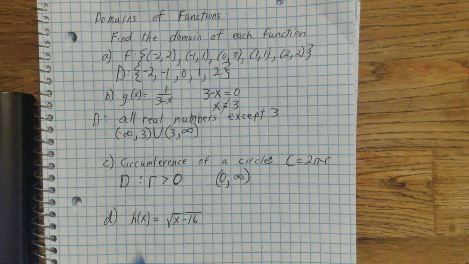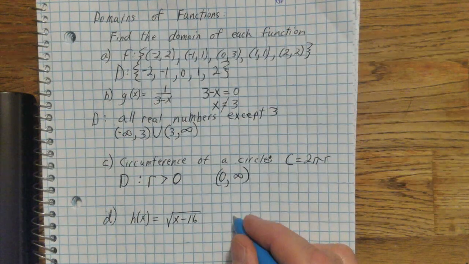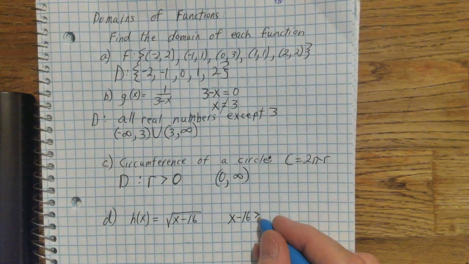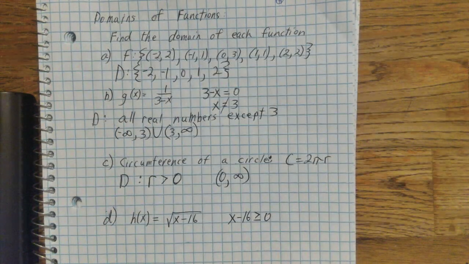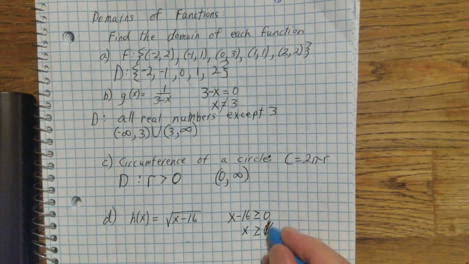And D, h of x is equal to the square root of x minus 16. Now we're talking about, we can define it in complex numbers. We could use i and stuff. But let's just define the domain in terms of real numbers. X minus 16 cannot be negative. It can be 0, but it can't be negative. So x minus 16, what's under the radical, has to be greater than or equal to 0. Add 16. X is greater than or equal to 16.